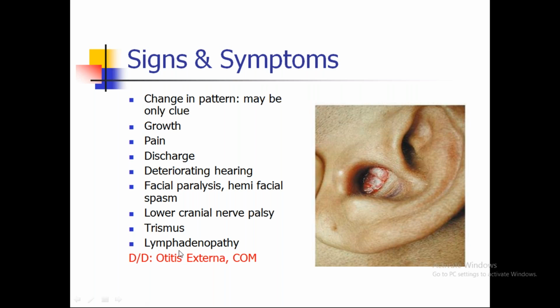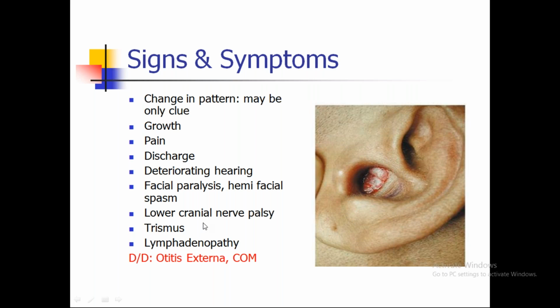What are the differential diagnoses? If the patient comes to you, you can have one of your differential diagnoses as squamous cell carcinoma, but generally the most common one is otitis externa or chronic otitis media. It can be granulation also.